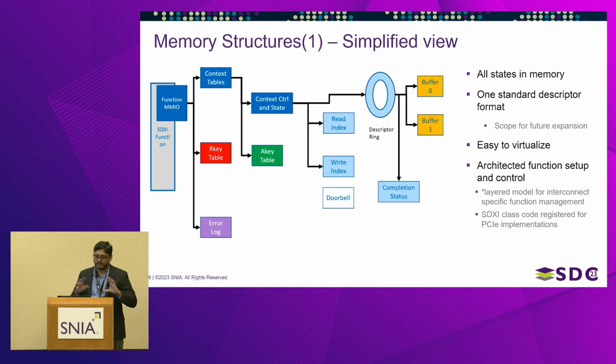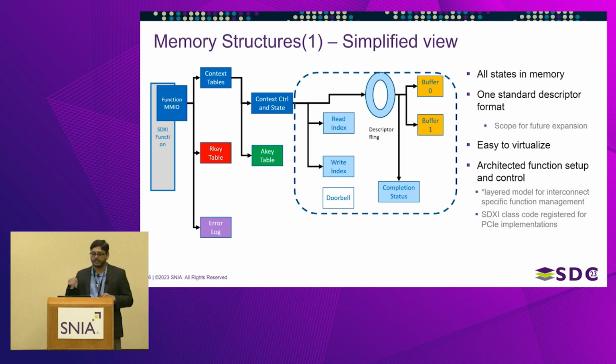And there is an architected setup and control mechanism for the function. So the function has various states in which it can be, so you can know exactly what state the function is in while you're moving the context. While we make sure that the spec is interconnect independent, the DMA bus can be PCIe, CXL, or anything else that you want to bring to the table. But just for an example, we did provide a PCI-based binding in the spec. So there is an SDXI class code that we registered with PCI SIG for PCI-based implementations.